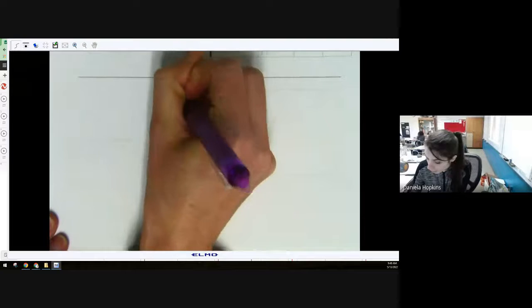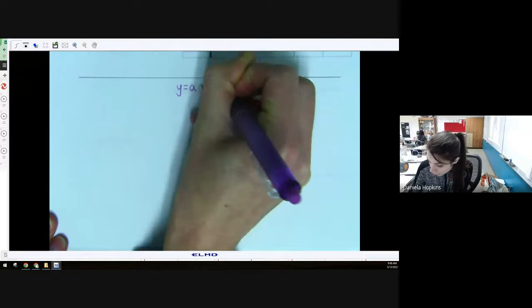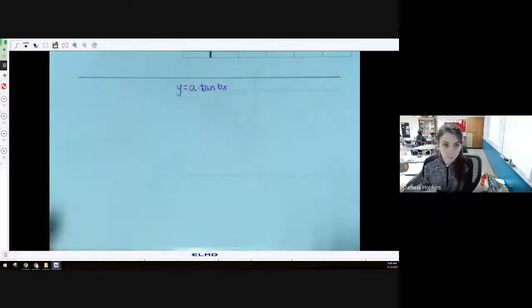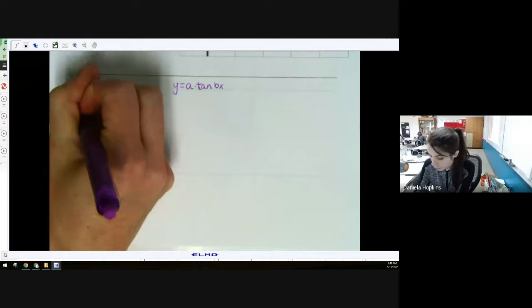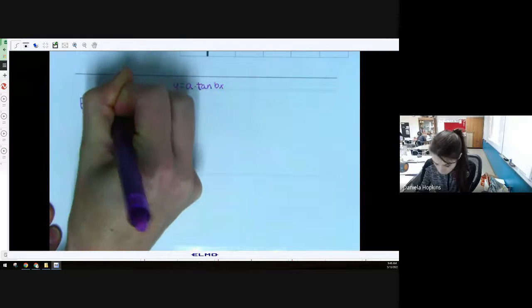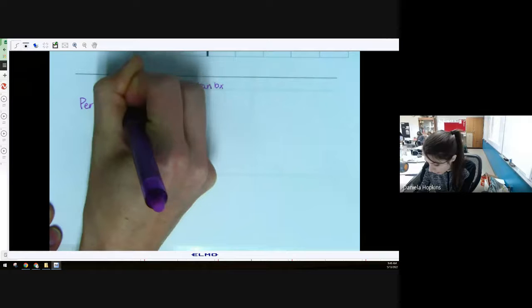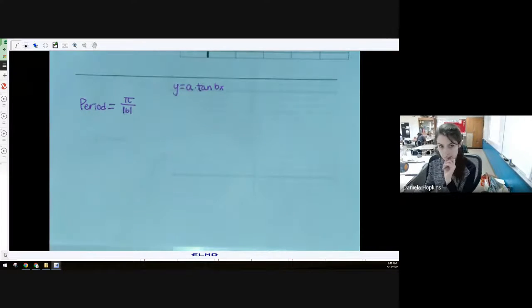So if you have y equals a times tangent of bx. I already told you we don't have an amplitude because now we don't have waves, right? So there's no height of a wave that we can think about. We do still have a period though. So the period is going to be equal to pi over the absolute value of b. Yesterday it was 2 pi over the absolute value of b. Today it's going to be pi over the absolute value of b.